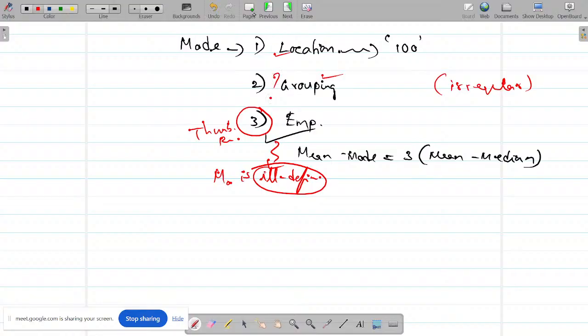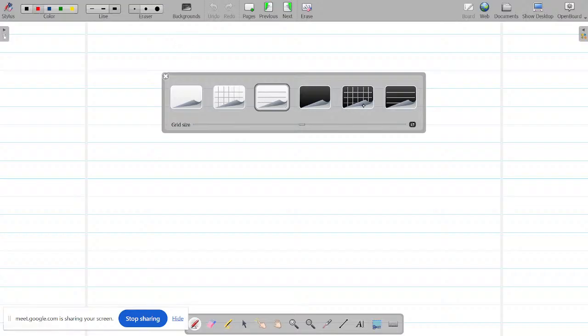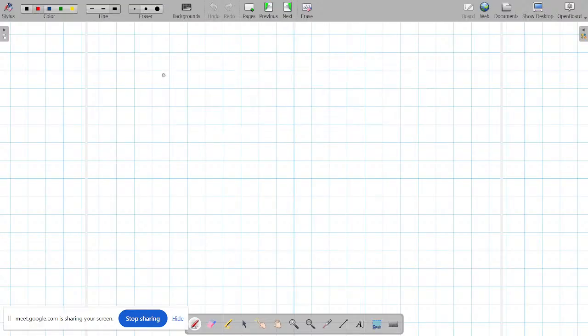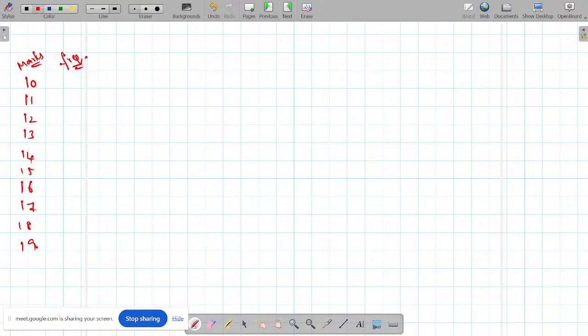So what is this grouping method? Let me go for the values. Marks, starting from 10: 10, 11, 12, 13, 14, 15, 16, 17, 18 and 19. Frequency is the original frequency, which is given in the table: 8, 15, 20, 100, 90, 8, 95, 90, 75, 50 and 30.